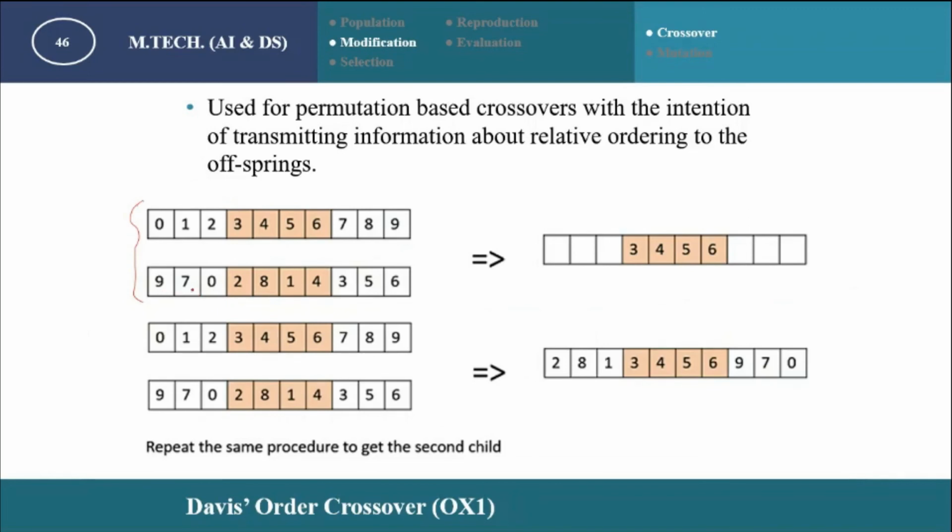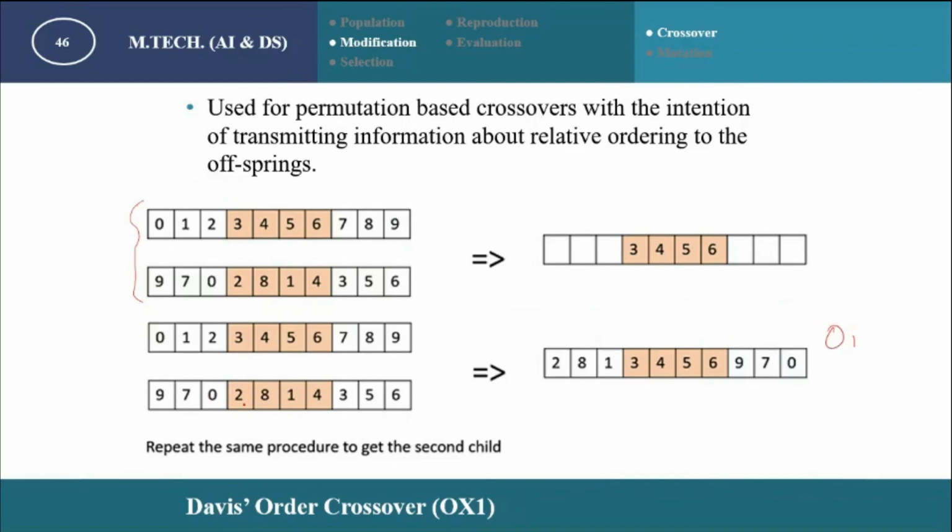So 9, 7, 0 is inserted. Then 2, 8, 1 is inserted. 4 is already there. 3 is already there. Then 5 is already there. 6 is also already there. So this is the way in which the chromosome is generated. In this case, only one chromosome, O1, is generated.